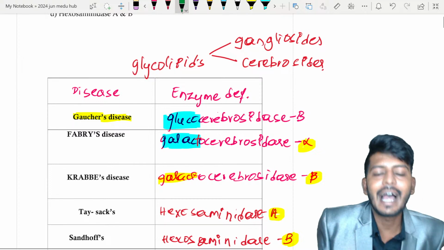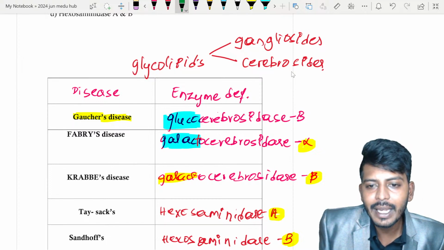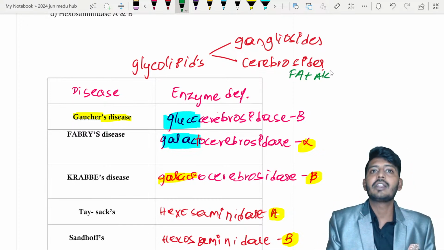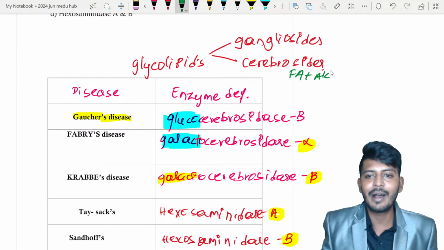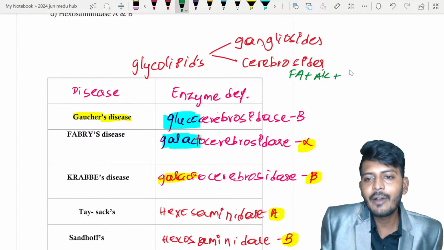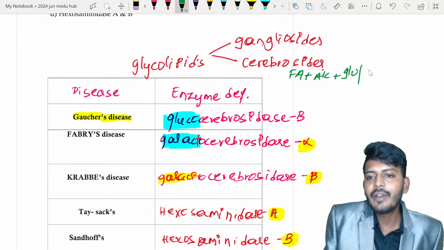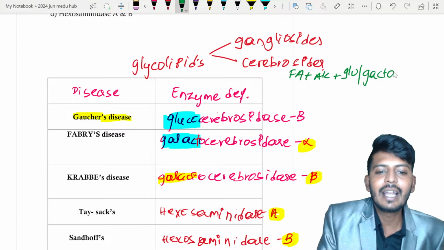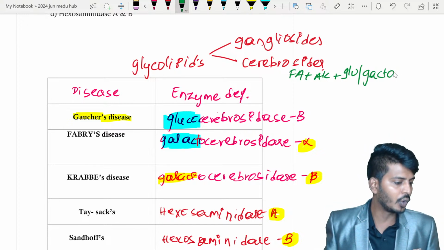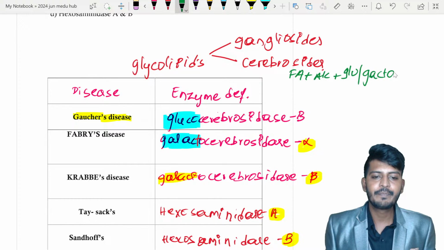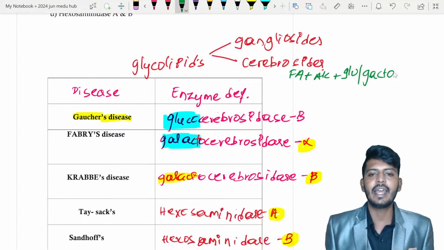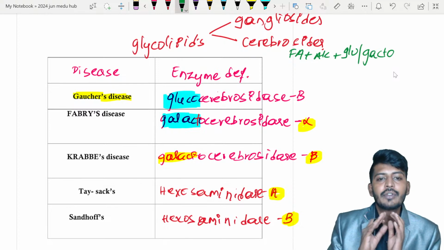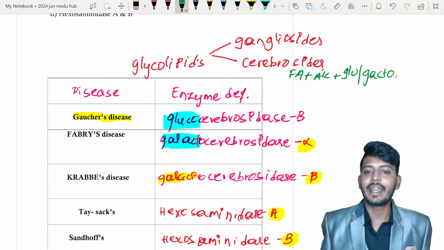In any cerebroside, if you look at the structure, you will find fatty acid along with alcohol, that is glycerol. Along with that you will have either glucose or galactose. Depending upon whichever is there, we call it galactocerebroside or glucocerebroside. Hope everything is clear. Everybody clear? You won't make a mistake here. So this is the story of your cerebrosides.